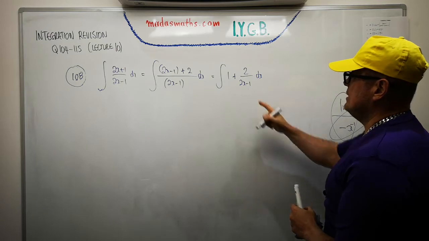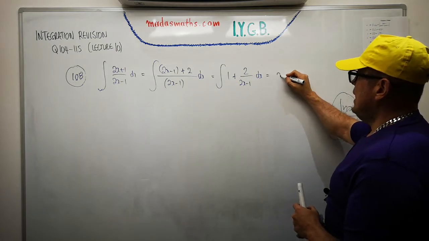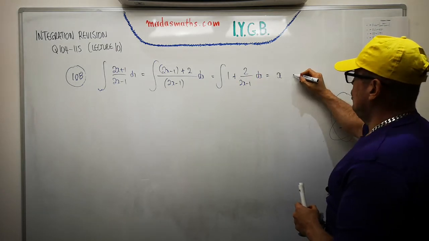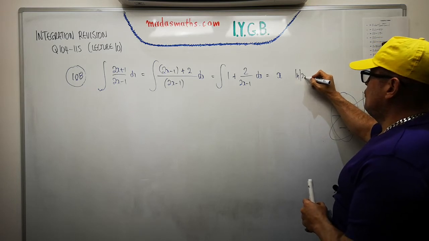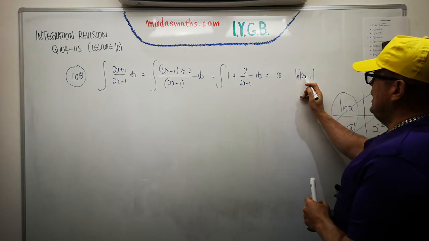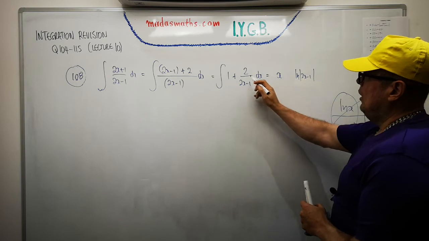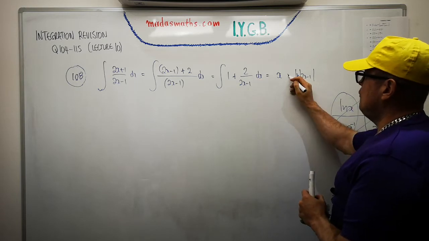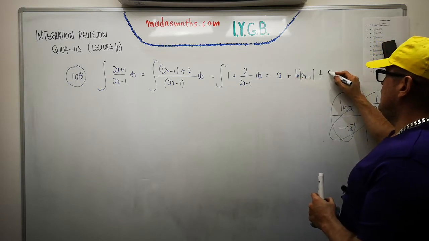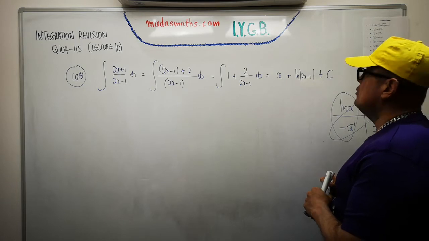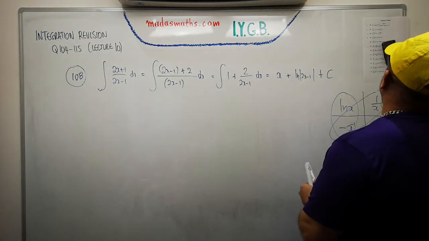And that integrates instantly. 1 integrates to x, and this is just a log mod of 2x minus 1. It also produces a times 2, but conveniently we have a 2, therefore it has coefficient of 1 plus c. Integral done.